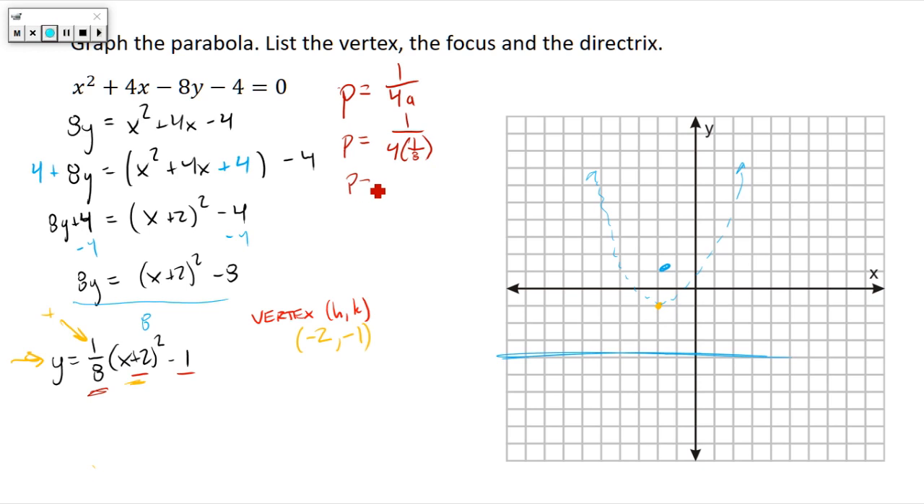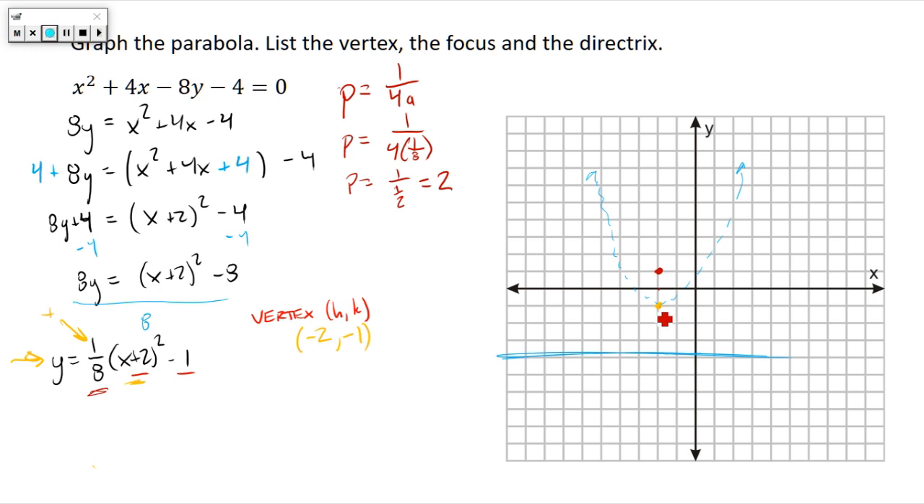So P would equal 1 over 1/2, because 4/8 is 1/2. So P is equal to 2. Okay, now that's not the end of using P. But what that means is if we went from our vertex 2 up, that would be where the focus is.